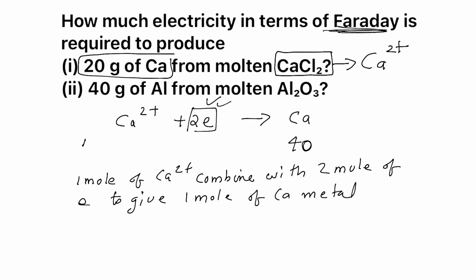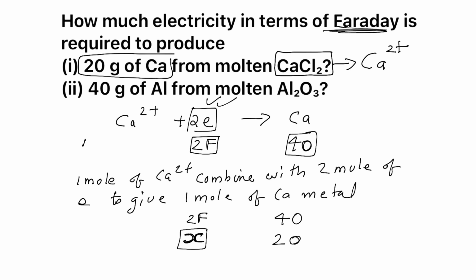Now here how many moles do we have? 2 Faraday, right? 2 Faraday of charge is giving 40 gram of calcium, clear? Now as per the question, how much gram is there? Only 20 gram. You have to find how much Faraday is required.